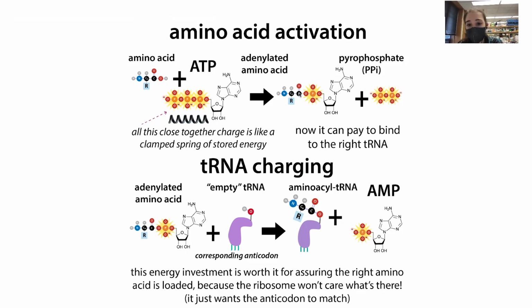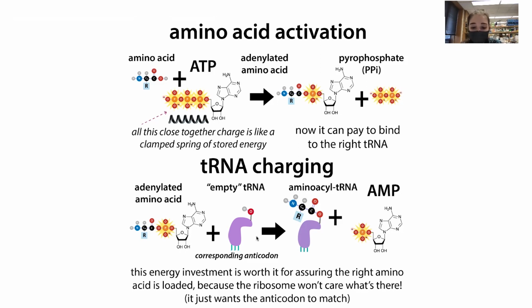But this is going to make this bond more vulnerable, so it can be attacked by the tRNA. The tRNA has this OH group sticking up here, and it can then attack the adenylated amino acid. So this is ATP, and when the amino acid gets activated, you're going to have this AMP that binds, an adenosine monophosphate. When you have this adenylated amino acid and it binds, the tRNA is going to take that amino acid and break the bond to the AMP, which gets released.